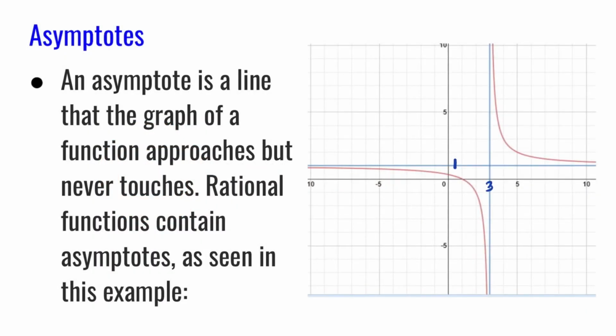An asymptote is a line that the graph of a function approaches but never touches. Rational functions contain asymptotes as seen in the example on the right side. In this example, the vertical asymptote is x equals 3 and the horizontal asymptote is y is equal to 1.